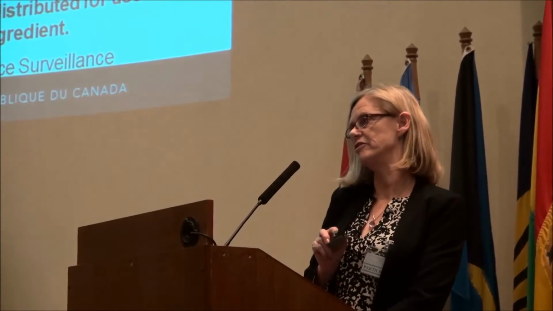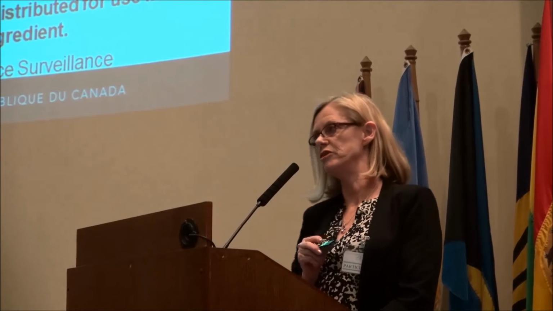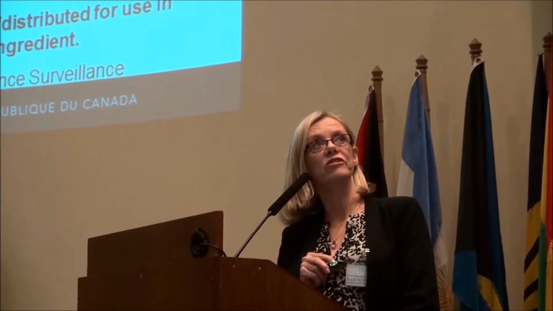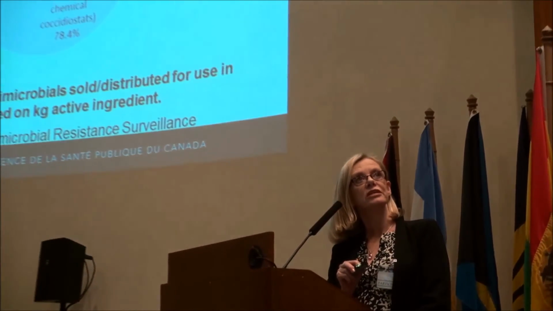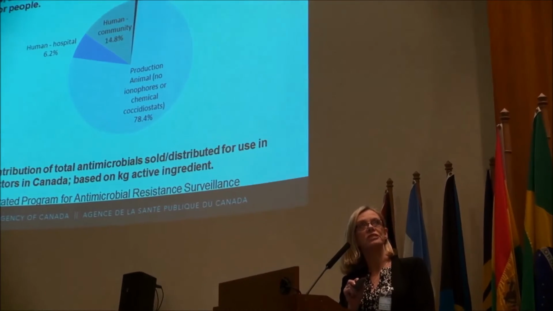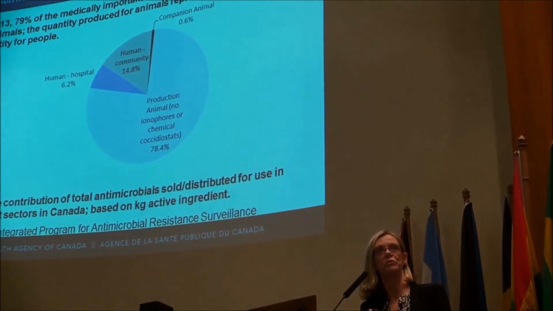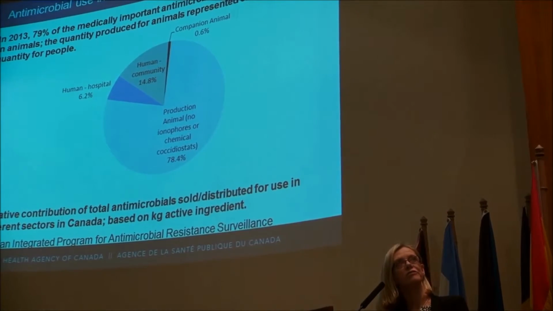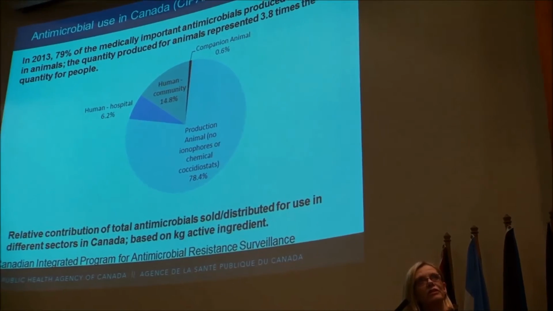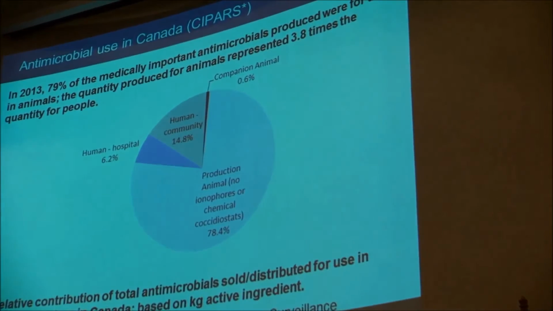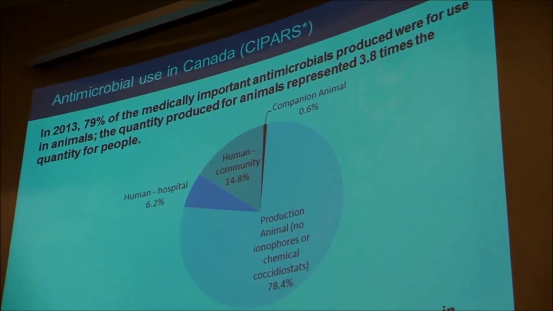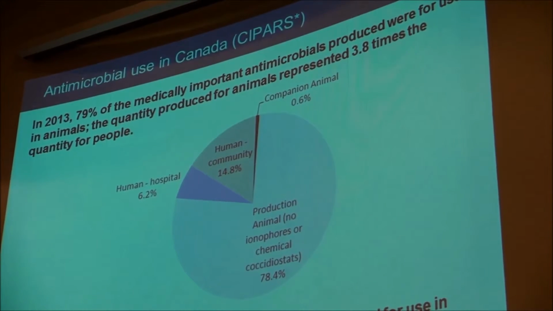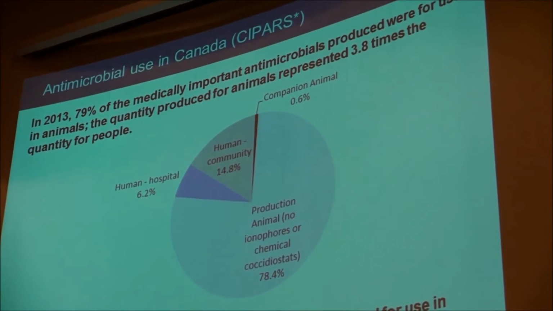This just provides sort of an overall estimate comparing human use to animal use. This is calculated based on the information provided by the Canadian Animal Health Institute. So we estimate in 2013 that 79% of the medically important antimicrobials produced in Canada or distributed for sale in Canada were for use in animals. And so that represents about 3.8 times the use in people. So that just gives a background. We estimate the companion animal use to be about 0.6%.